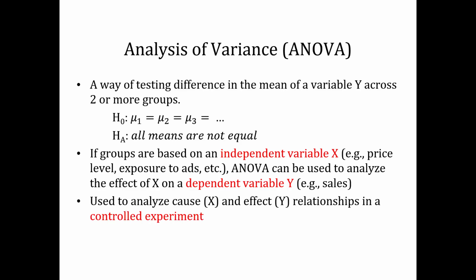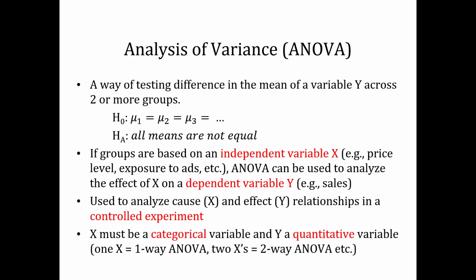As I mentioned earlier, ANOVA allows you to test cause and effect relationships where x is the cause and y is the effect. It can be used in any field of study, not just marketing. In fact, originally, ANOVA was used in agriculture to study the effects of various factors on crop yields.